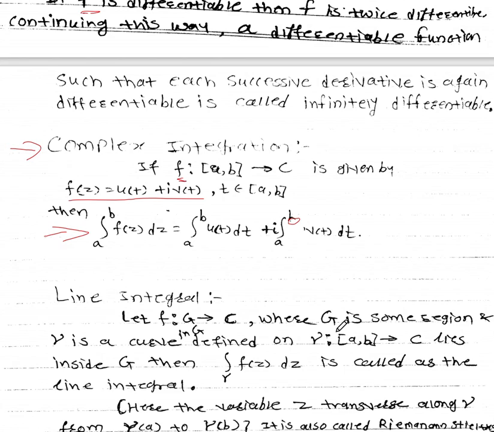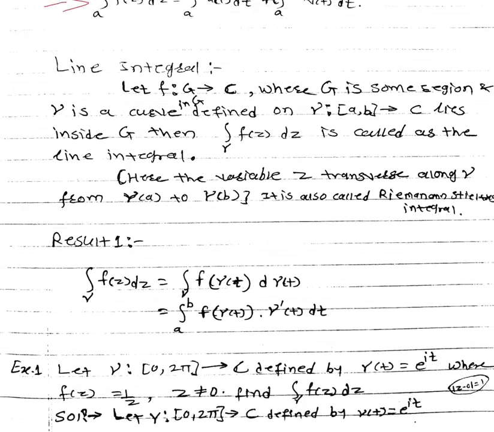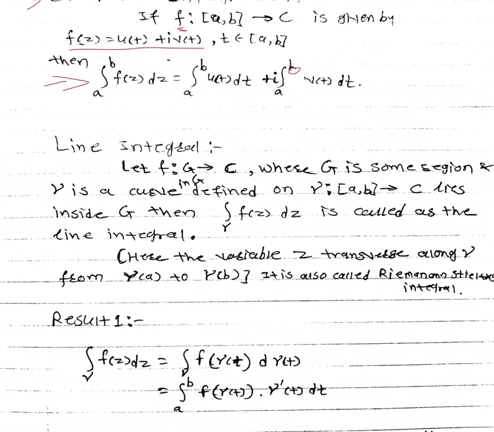Now, what is the line integral? If f: G to C, where G is some region and gamma is a curve in the region G, defined on gamma: [a, b] to C and lying inside G, then the integral over gamma of f(z) dz is called the line integral.